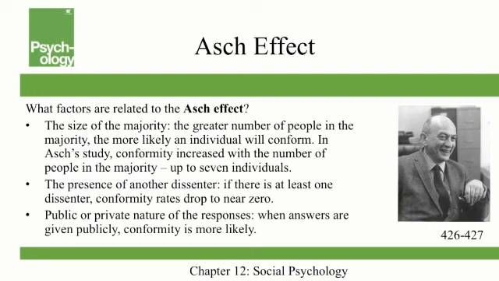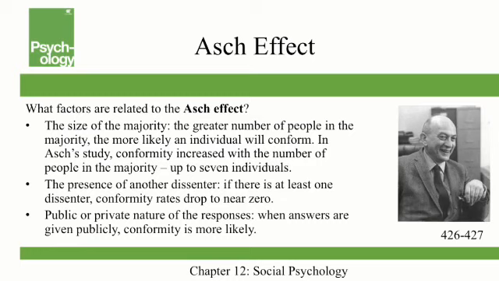So what are the factors that are related to this Asch effect, getting people to conform? Well, the size of the majority. The greater the number of people in the majority, the more likely an individual will conform. In Asch's study, conformity increased with the number of people in the majority, up to 7 individuals. And then more than that didn't matter. So 8 or 9 people didn't make any more of a difference.